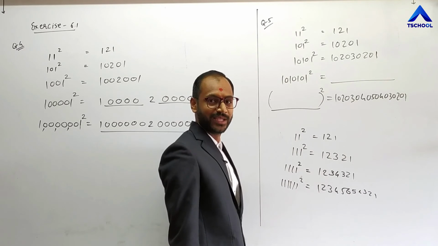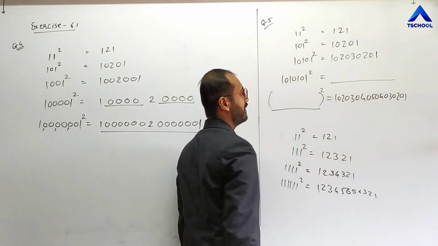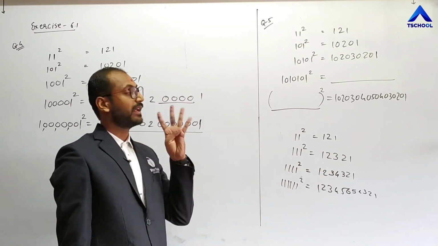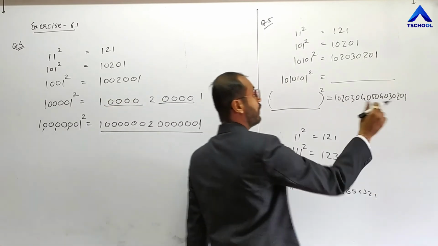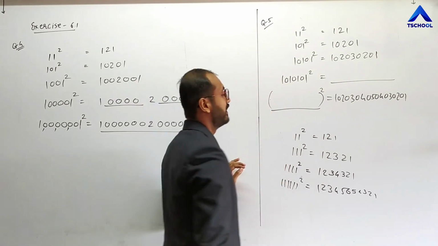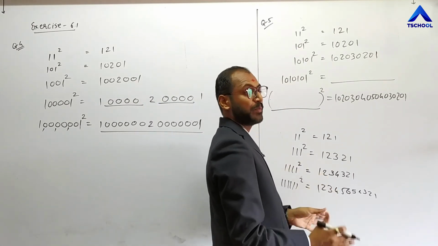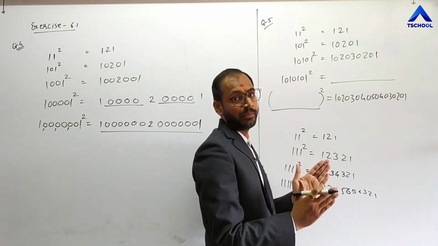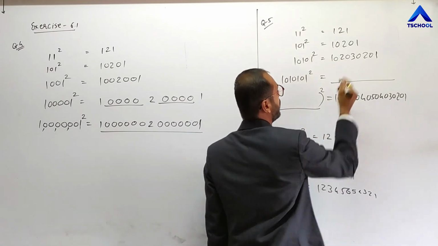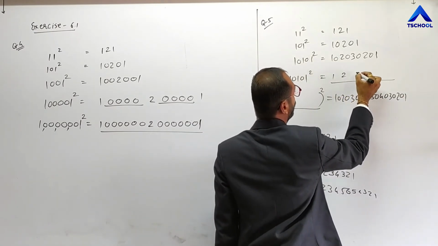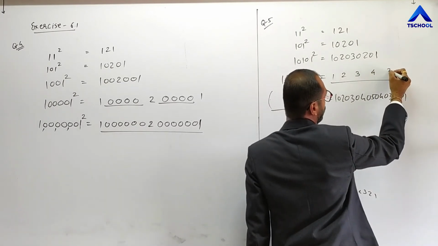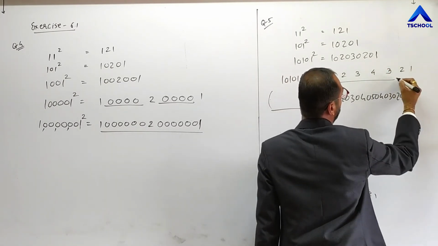That's all. So what is the answer of this one? How many ones are here? There are 4 ones. So let me write first a series of this manner. But we will take some space between two digits. Like here is 4 ones. So 1, 2, 3, 4. Again, in the descending order 4, 3, 2, 1. Clear?